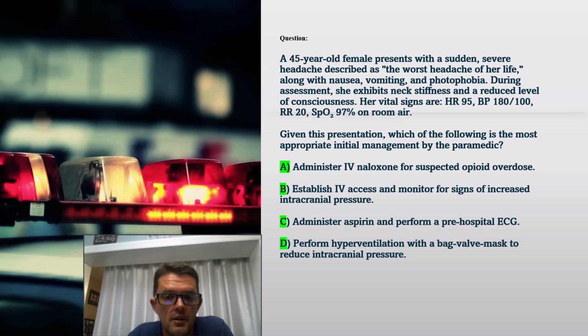45-year-old female presents with sudden severe headache. So non-traumatic. There's your subarachnoid. Oh, and there's your terminology: worst headache of her life. It's subarachnoid all day. Nausea, vomiting, photophobia. Man, this is a freebie. This is stiff neck. I don't even need to read anymore. There's only one thing this could be.